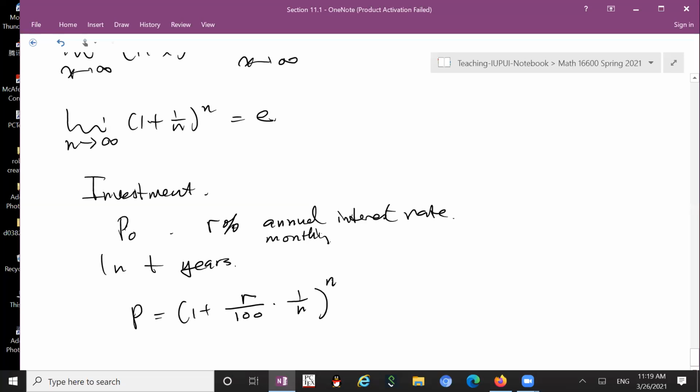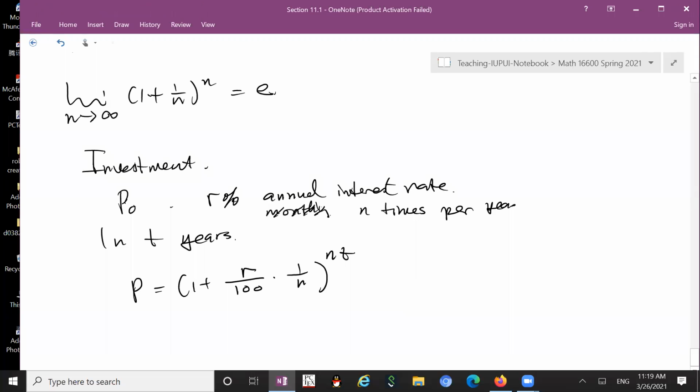It's the N time. So monthly N is 12, but in general you compound N times per year. Then this is the formula. So that is the balance at time T.